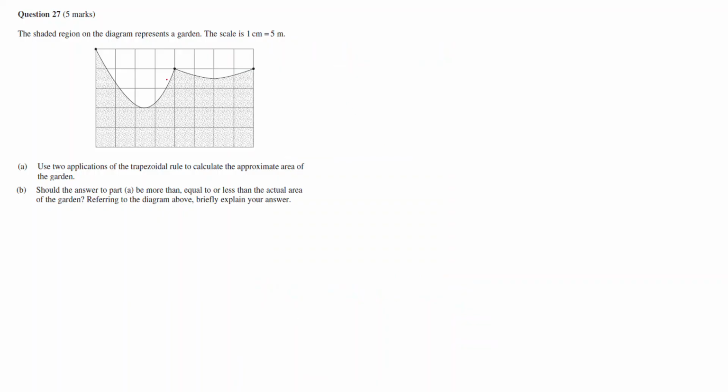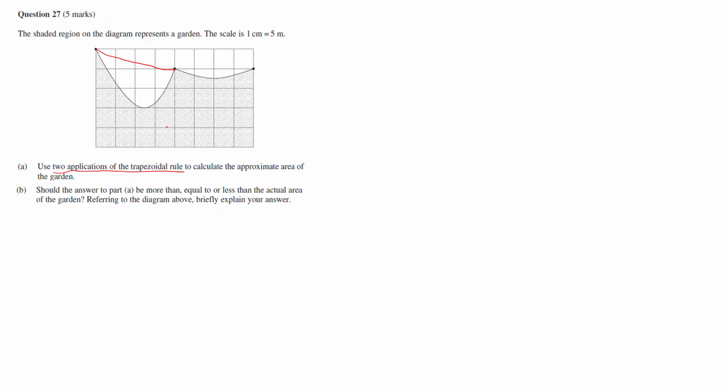Here's the question. The question is asking, using two applications of the trapezoidal rule, you need to calculate the area. First, you need to understand what the trapezoidal rule is. You just assume that this shape is a trapezoid. So a trapezium is basically like that. You assume that this is a straight line, and then you calculate the area of the whole thing.